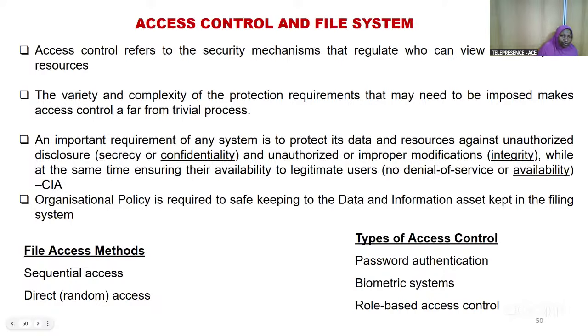So for access control of the filing system, remember the C, remember the I, and remember the A. Confidentiality, know what it means. Integrity, know what it means. Availability, know what it means. For availability, let me give you a scenario that happened during the last election. During the last election, there was a tool that was supposed to be used.